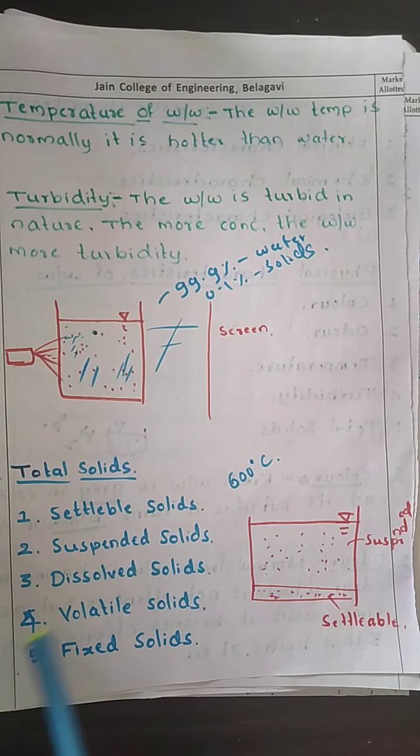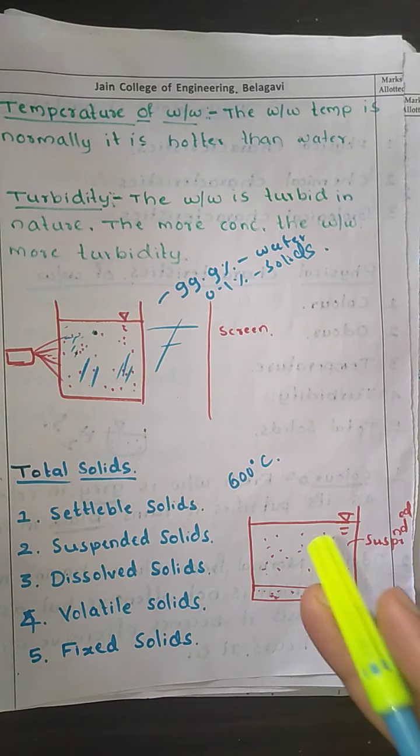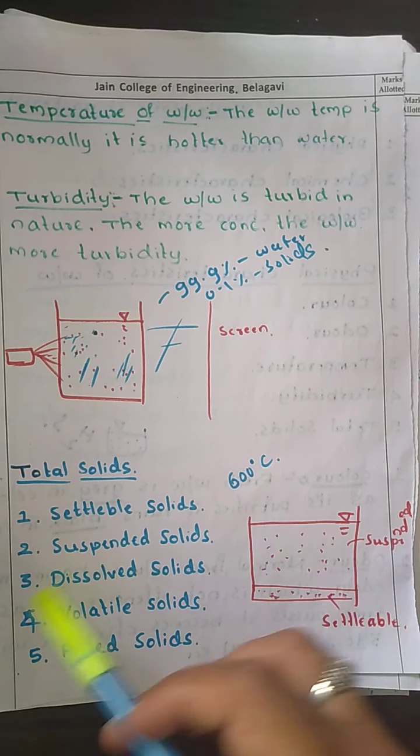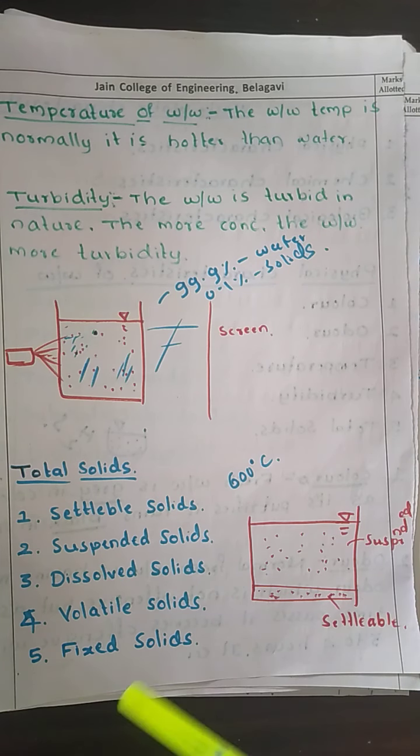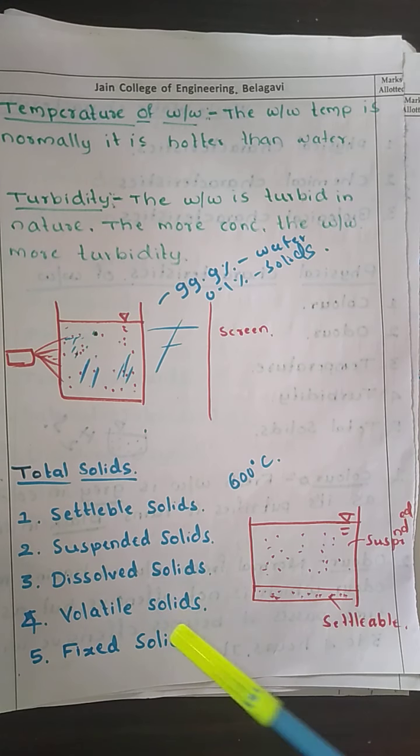Now what are fixed solids? The particles which do not evaporate even if we heat them at a temperature of 600 degrees Celsius, the particles which are not going to evaporate at this particular temperature, we call fixed solids. They remain in the container. So this is nothing but the different types of solids which are present.